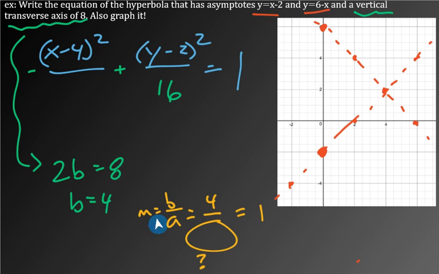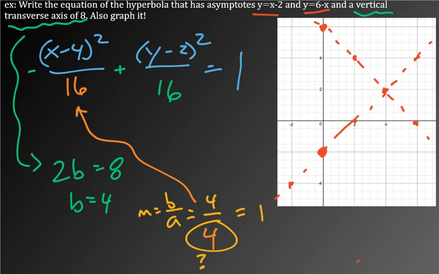And the only way that this is ever going to be equal to 1, then, is if B and A are the same thing. So you basically have, what color do I want to use? Let's just do orange. So basically A has to be 4. And so if A is 4, go up here, put in the 16. So just literally knowing 2 facts about the hyperbola, I was able to write the equation of it.